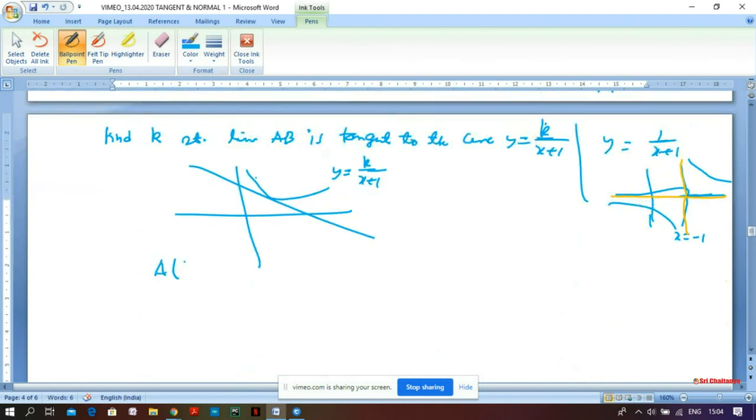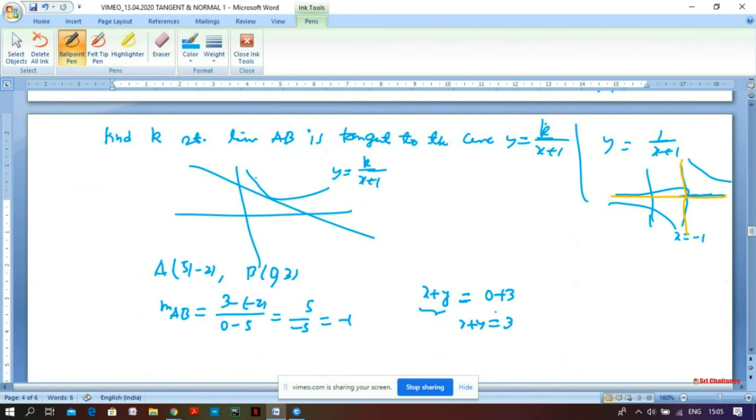This line has A (5, -2) and B (0, 3). So I can find the slope of line AB. That is 3 minus -2 upon 0 minus 5, that is 5 upon -5, so -1. So my equation of line is x plus y equals some constant, and because the line passes through (0, 3), this is 0 plus 3. So I will write x plus y equal to 3. This is the equation of the line AB.